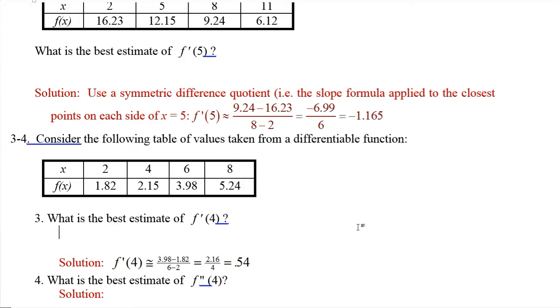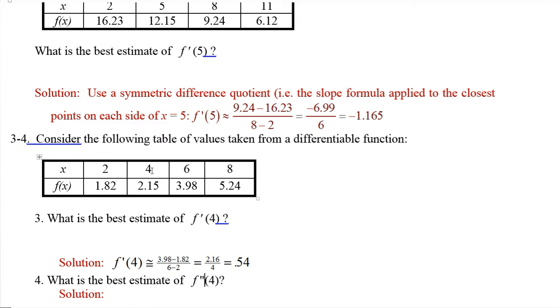Okay, so think about that. You should have seen examples of this before and know how to do this one. Work this out yourself. Press pause now. Well, f double prime is the derivative of the derivative. So what we really need to do is to have some values of a derivative.